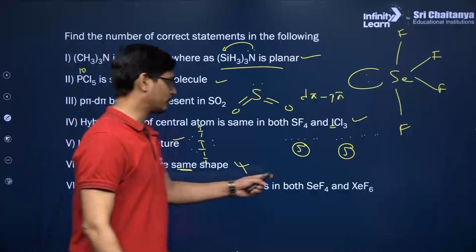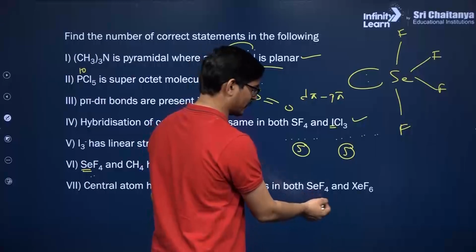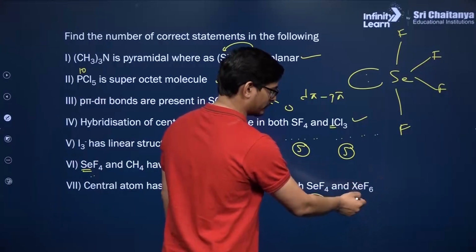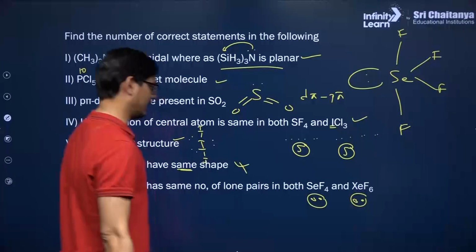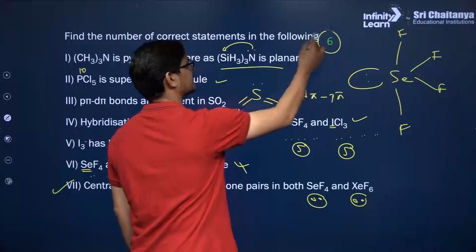Central atom has same number of lone pairs in both SeF4 and XeF6. Yes, because selenium has 6 valence electrons, 4 are shared, there is 1 lone pair. Xenon has 8 valence electrons, 6 are shared, 2 electrons are left, so 1 lone pair. So that is also correct. So the number of statements that are correct is 6, right?